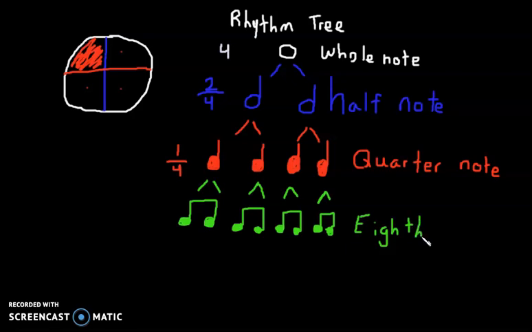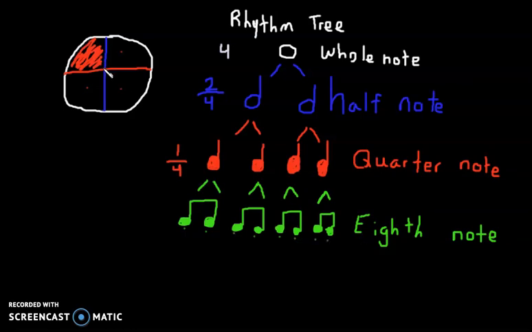Eighth. Whenever you have a number with the TH at the end, a lot of times it means it's smaller than 1. Just a little factoid. Okay, so we have 1, 2, 3, 4, 5, 6, 7, 8 eighth notes.